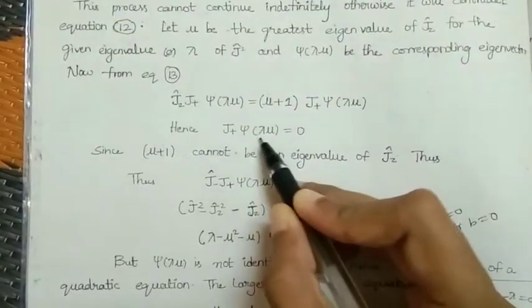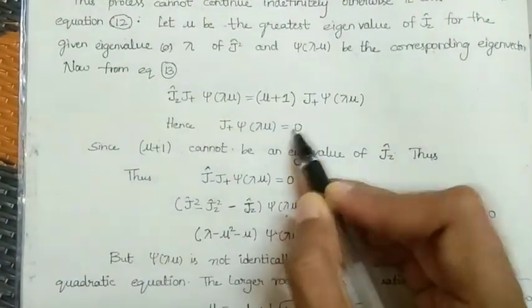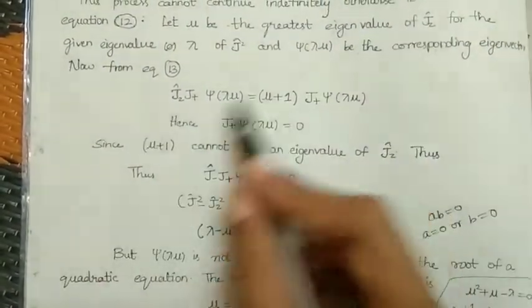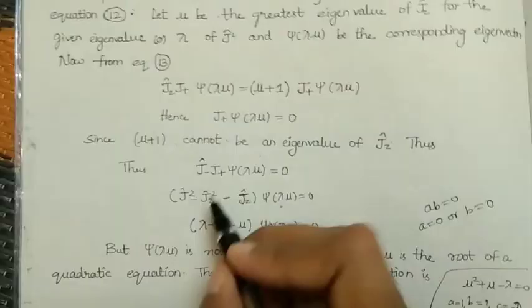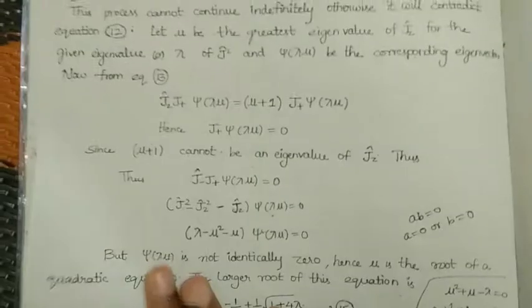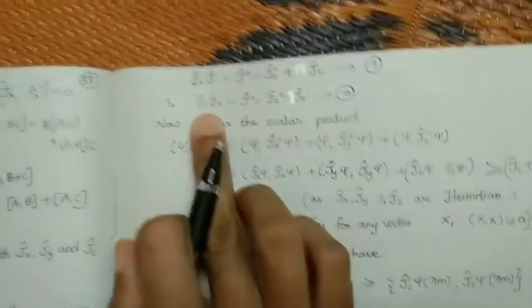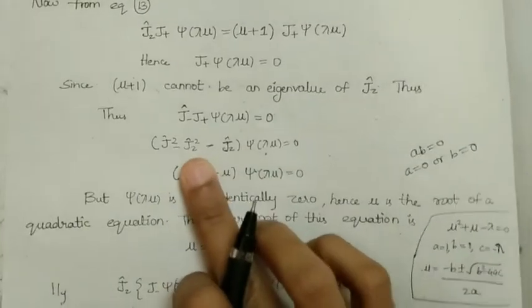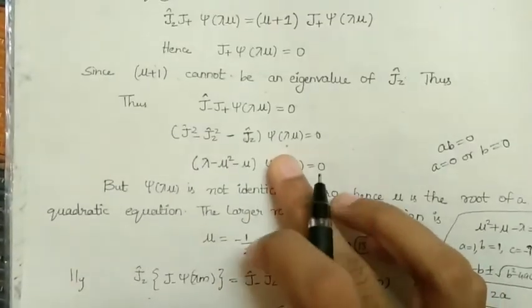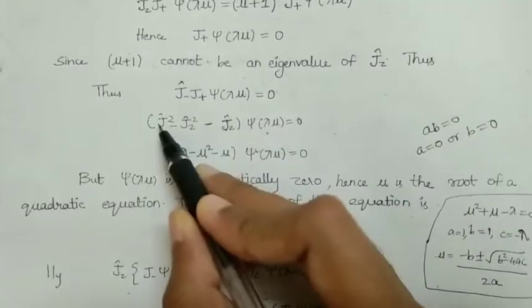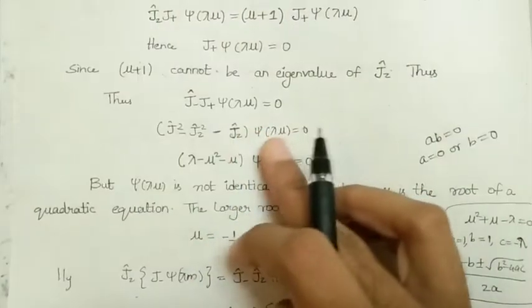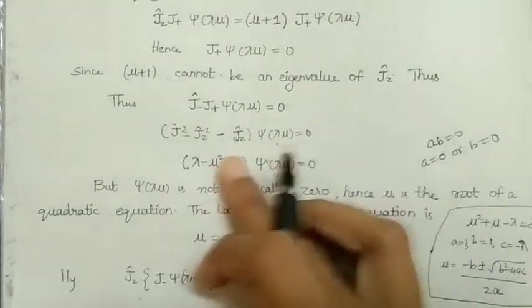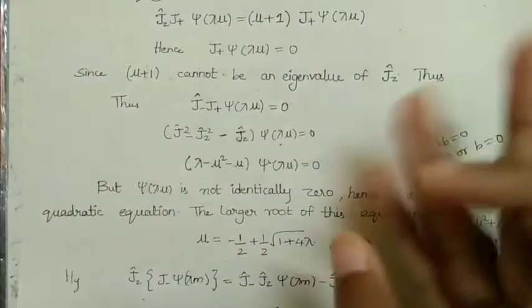j plus psi of lambda mu is 0. Operating with j minus on both sides of this equation, we would get this equation, which also would be equal to 0. From j minus into j plus, we already have the value: j square minus jz square minus jz. And next, we just need to split it up. It is of the form (a plus b plus c) into d, so ad plus bd plus cd, like that.